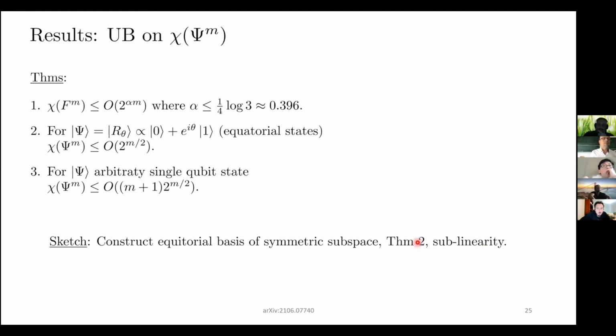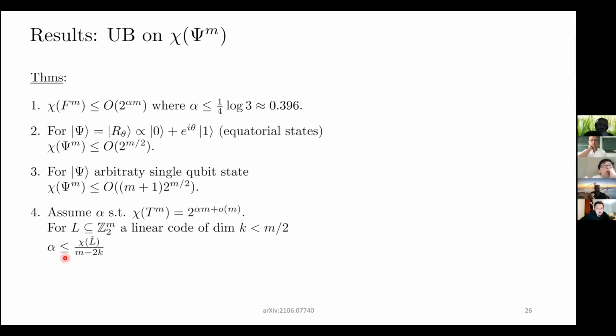Okay, so that's that. And finally, we show an upper bound for the stabilizer rank of many copies of a T state in terms of the stabilizer rank of a code state. So I guess we're trying to show a connection between these more general objects.